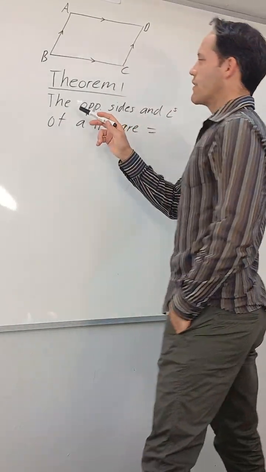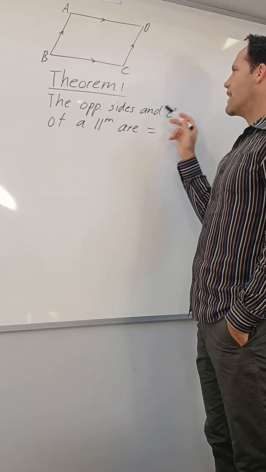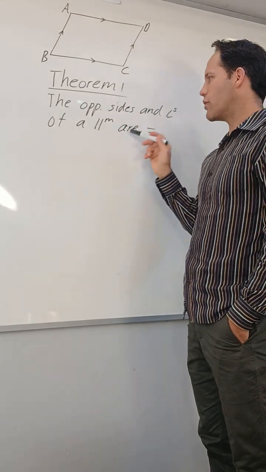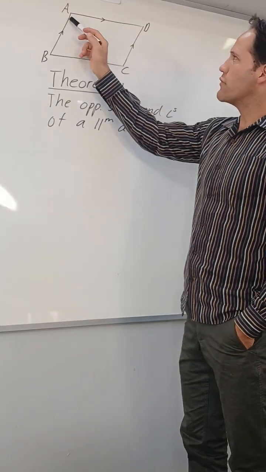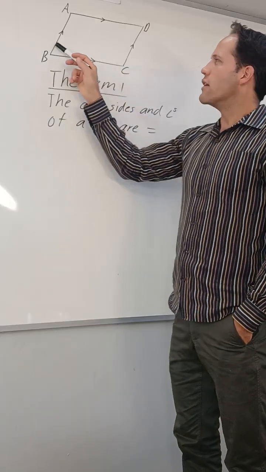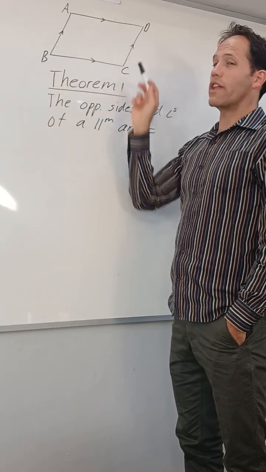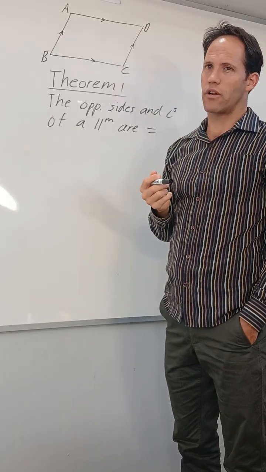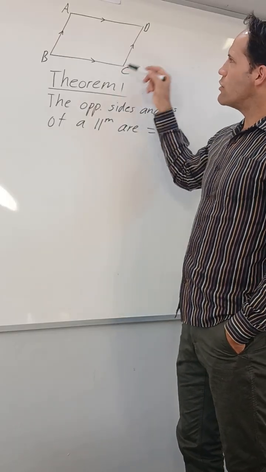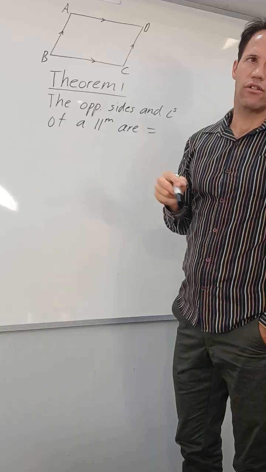So, the first thing we do with the proof, again, the opposite sides and angles of a parallelogram are equal. So we've got to prove that this angle is equal to this angle, and that side is equal to that one, and that side is equal to that one. That's what we need to prove. Okay? So the first thing you do with this proof is you draw the diagonals.